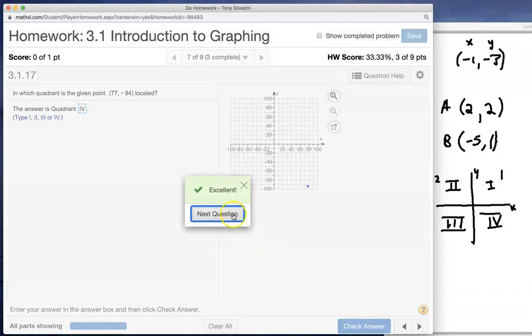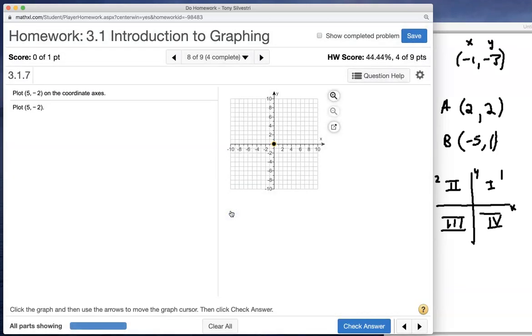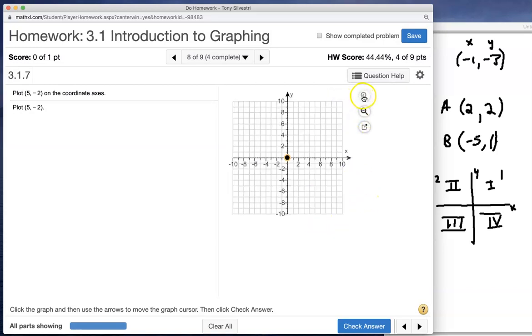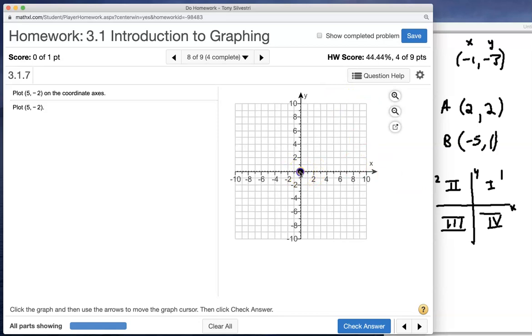Check your answer. Super. Now, what's number 8? Now, we got to plot this. Now, here's how you plot things. Let's make this a little bit bigger. Grab onto the point. Hold on to the point. I'm holding down with my mouse. 5. Always go horizontal first. 1, 2, 3, 4, 5.